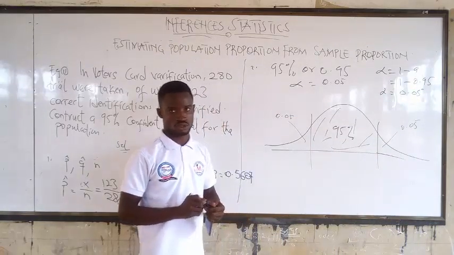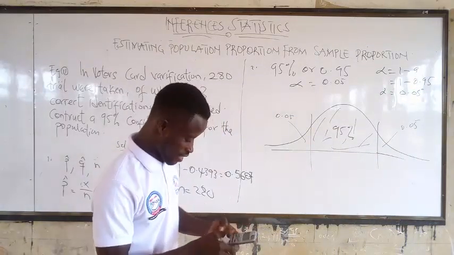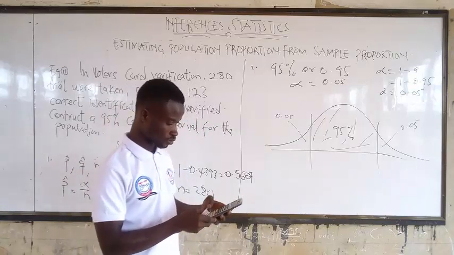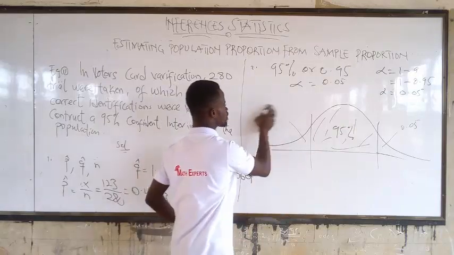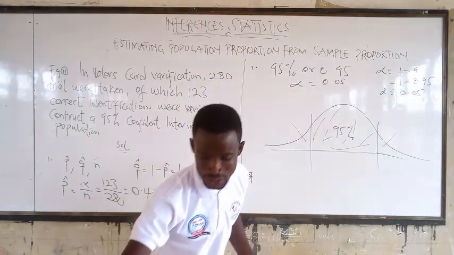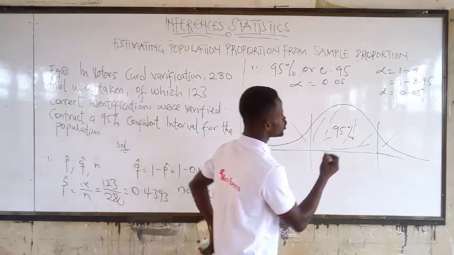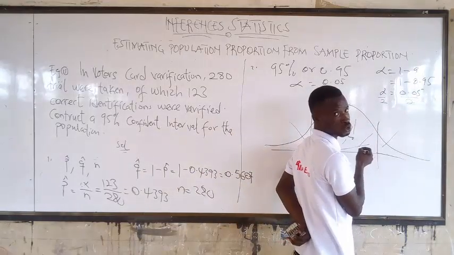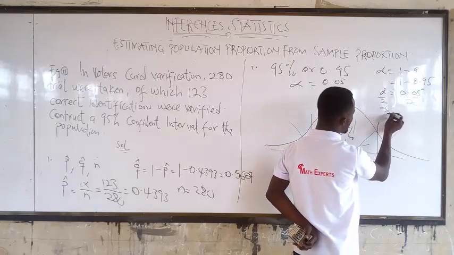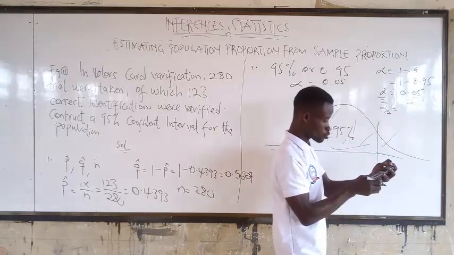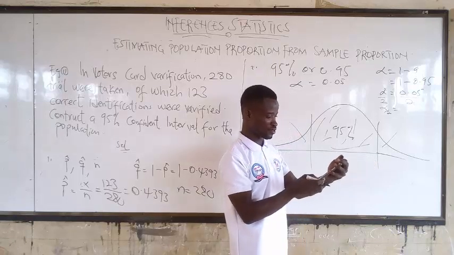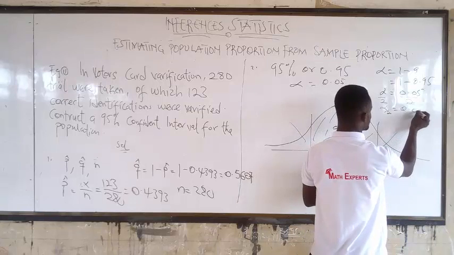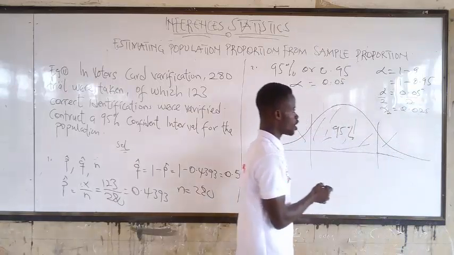0.05. You dare not to do that. No? That is wrong. Alright, so you can't do this. What you can do is divide here by 2 and divide here by 2. So we are going to get alpha over 2 to be equal to, take a calculator, 0.05 divided by 2. And that's going to give you 0.025.